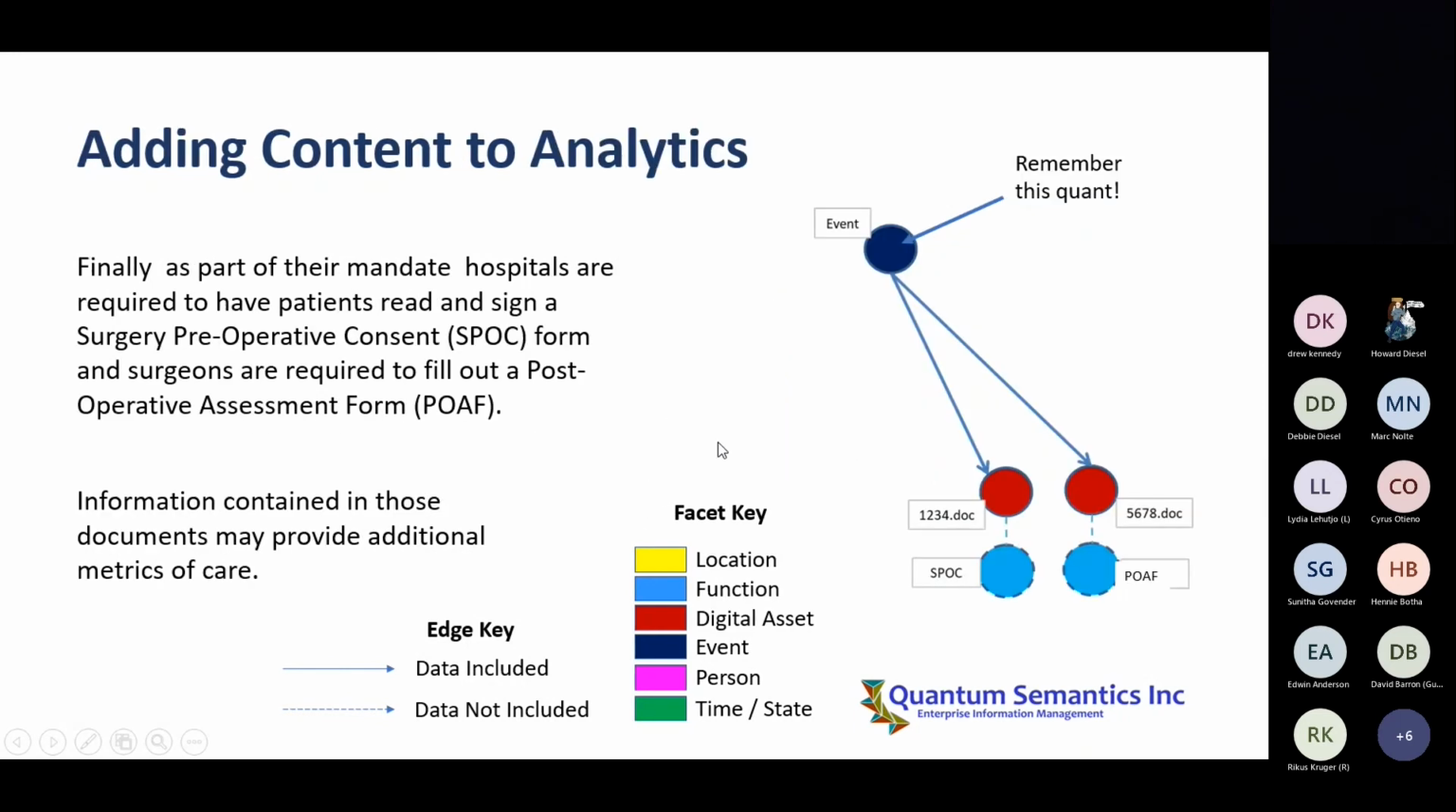So the last part of this was to add content. So this is the quant. This is the quant that says we're talking about event, or a single event in one case. There are 2 different document types, and again, the document type is represented as a function of a digital asset. So the 1234.doc is the surgery preoperative consent document, and this one is the postoperative assessment form.